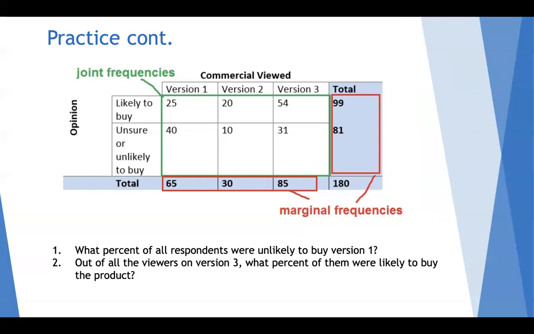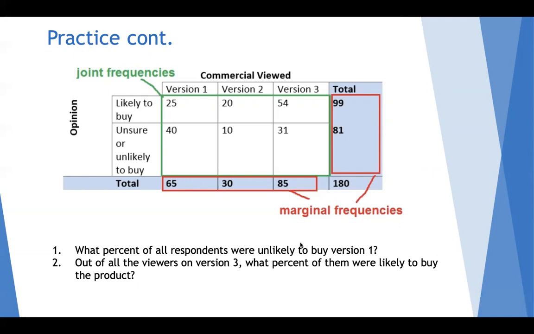All right, hopefully you guys paused the video and tried these out. Let's look at these two questions. The first one is asking what percent of all respondents were unlikely to buy version 1? When we see the words all respondents, we know that this is talking about the relative frequency, because we're looking at the ratio of a certain category of data in relationship to the total number of people that responded. So we know that the denominator of our ratio is going to be 180, because that's how many people replied to the survey. And we're looking at the people who were unlikely to buy version 1.